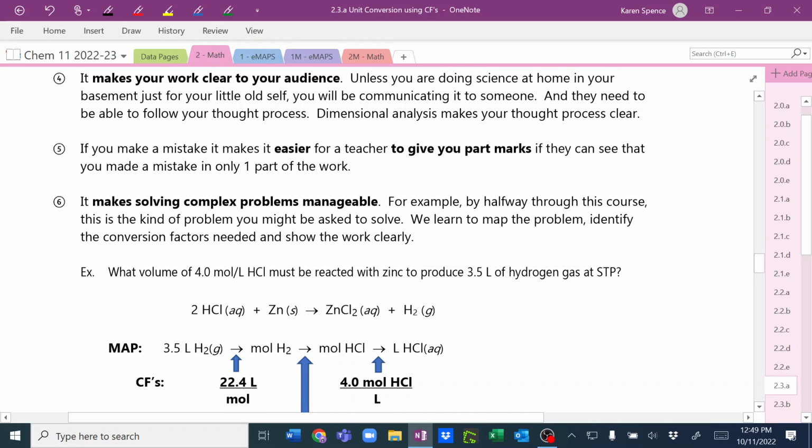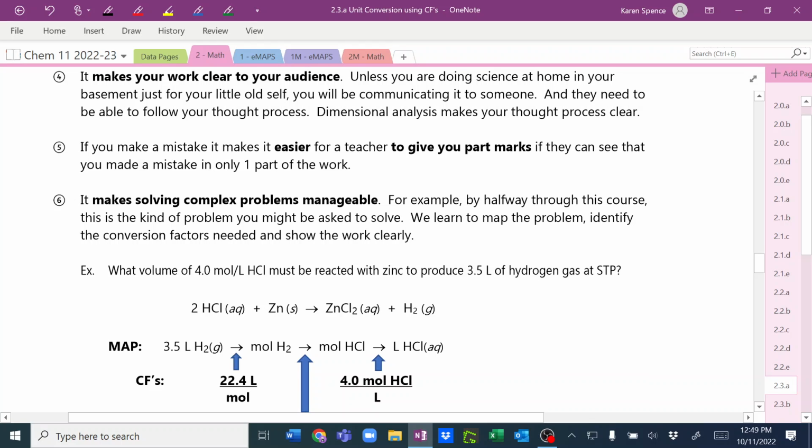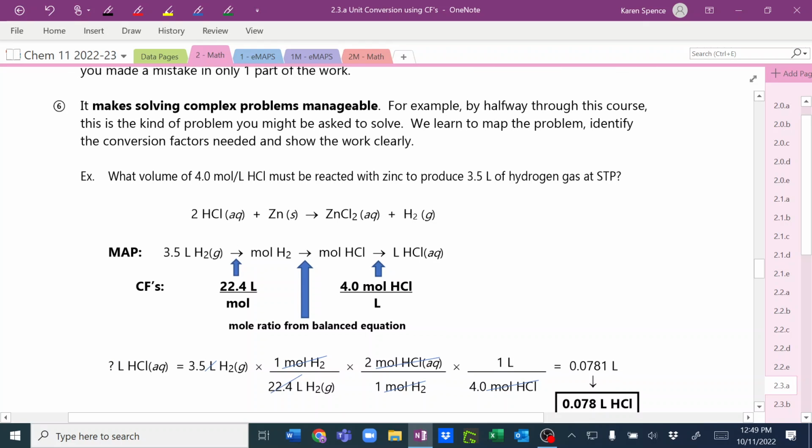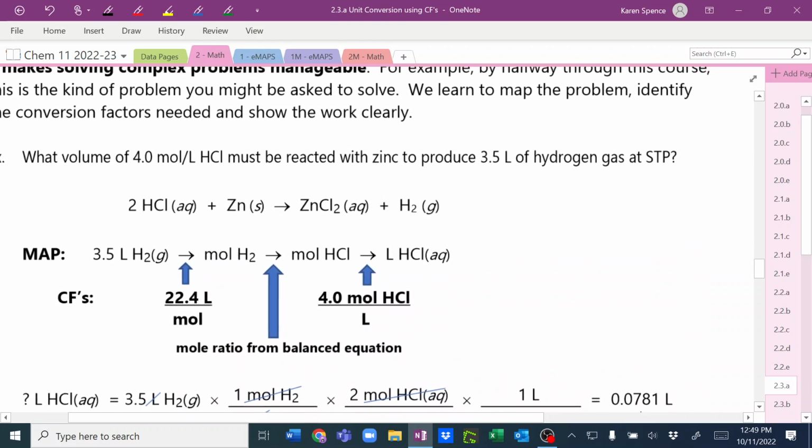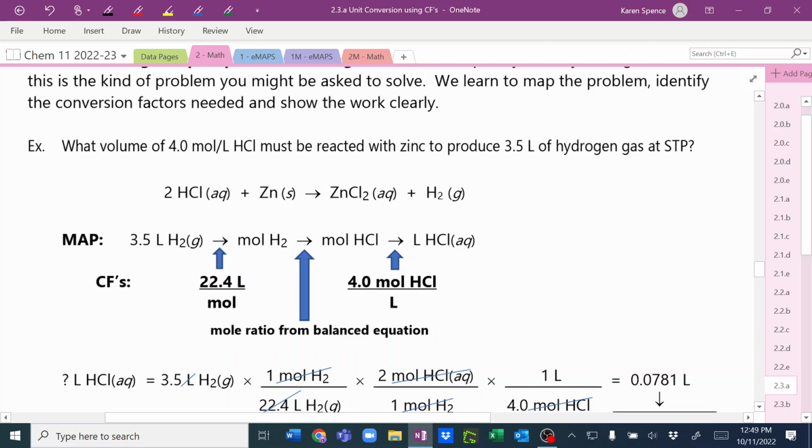It makes solving complex problems manageable. By about halfway through this course, this is the kind of question that you might be asked to solve. What volume of 4.0 moles per liter of HCl must be reacted with zinc in order to produce 3.5 liters of hydrogen gas?